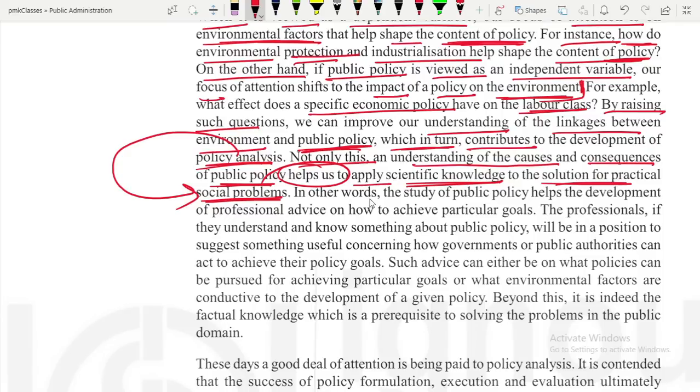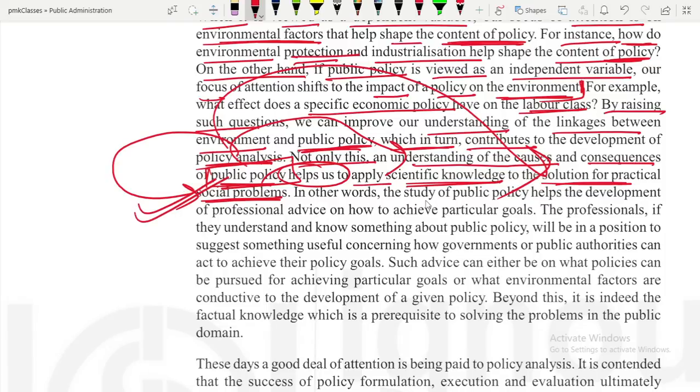ओके, टू अंडरस्टैंड द साइंटिफिक नॉलेज and solution of the social problem. Okay, to get the scientific knowledge and solution for the social problem, we understand the public policy. Okay, तो public policy किस लिए help होती है? Mainly to get the scientific knowledge and the solution, okay, practical solution of the social problem.